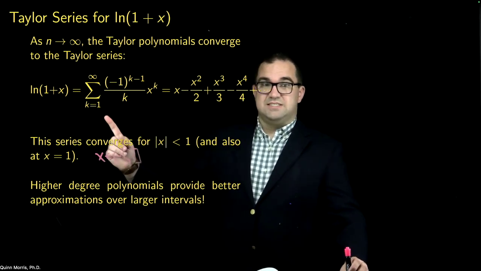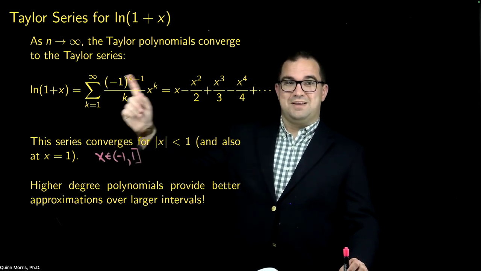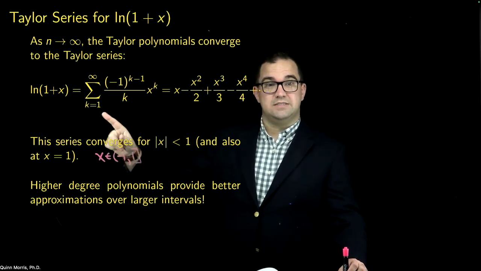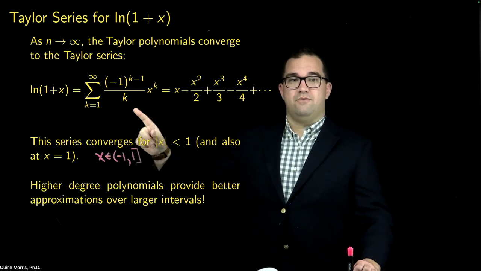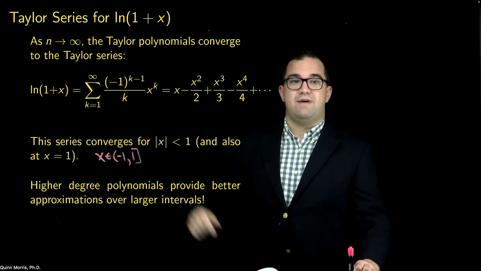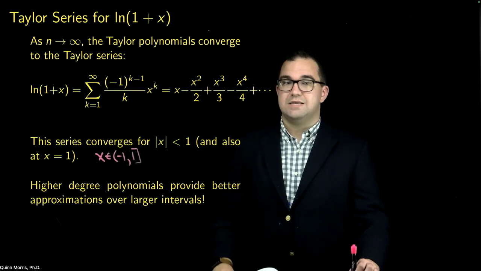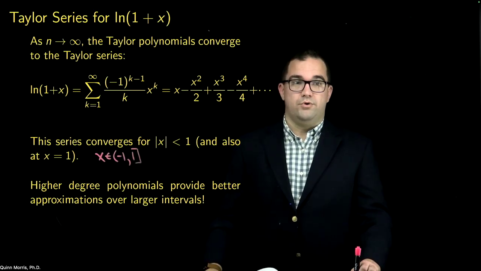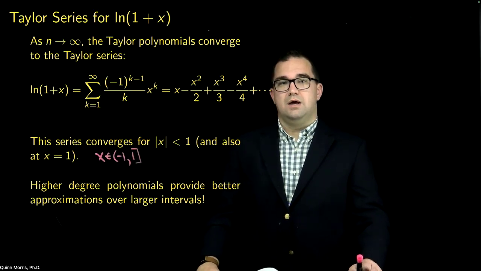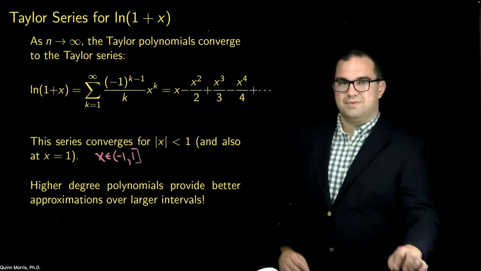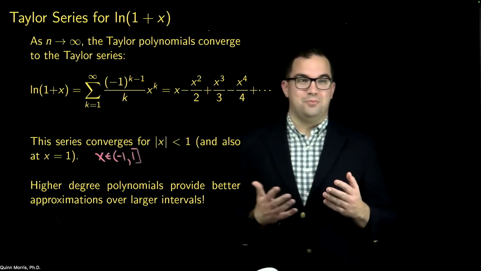So this infinite series, if you think about taking an infinite number of terms, gives us what we'll eventually define as a Taylor series. And for every value of x in this interval, it converges to the value natural log of 1 plus x. Outside this, however, this series will diverge. So we have to be a little bit careful about saying that it's always a good approximation.